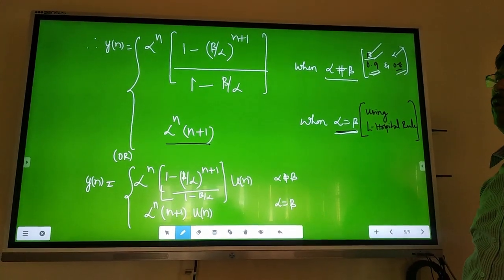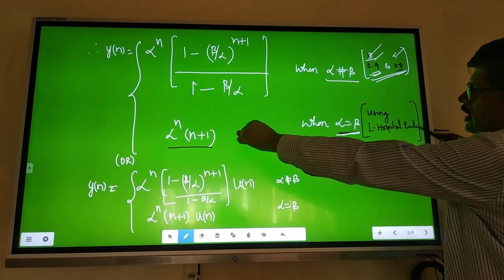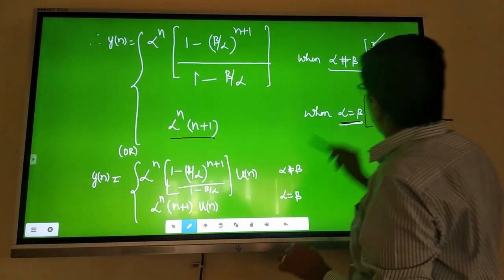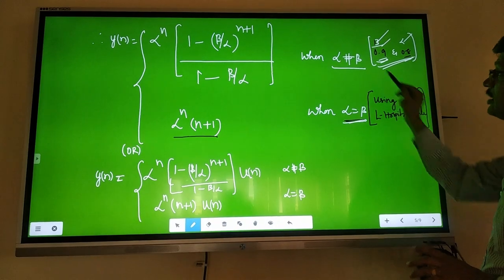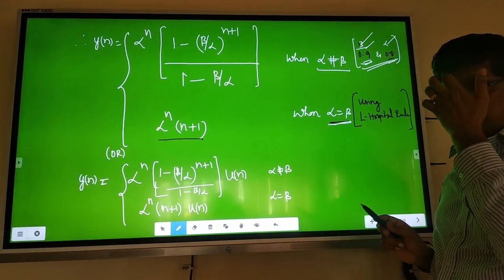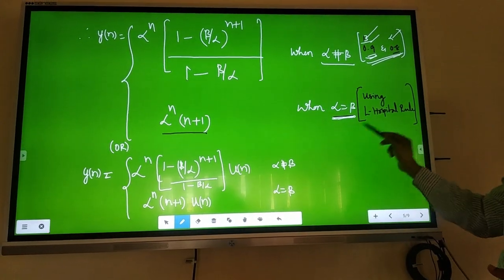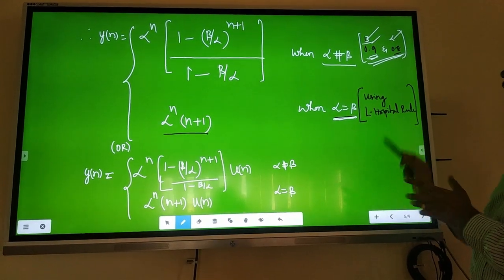When they are different, this gives more flexibility. Alpha can range from 0 to 1, or 0 to minus 1, and beta also from 0 to 0.9, minus 0.9, or 0 to plus 0.9. That is where this is very, very useful in doing projects in real-time processing. Now, when alpha is equal to beta, what will happen? You should go for L'Hospital's rule. What does the rule say?